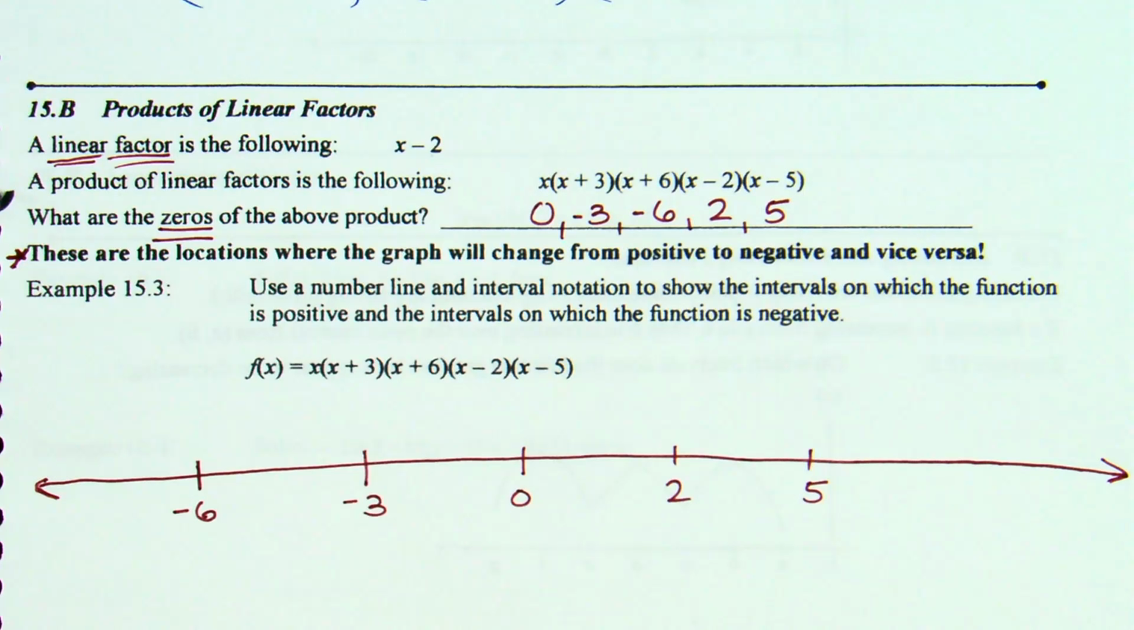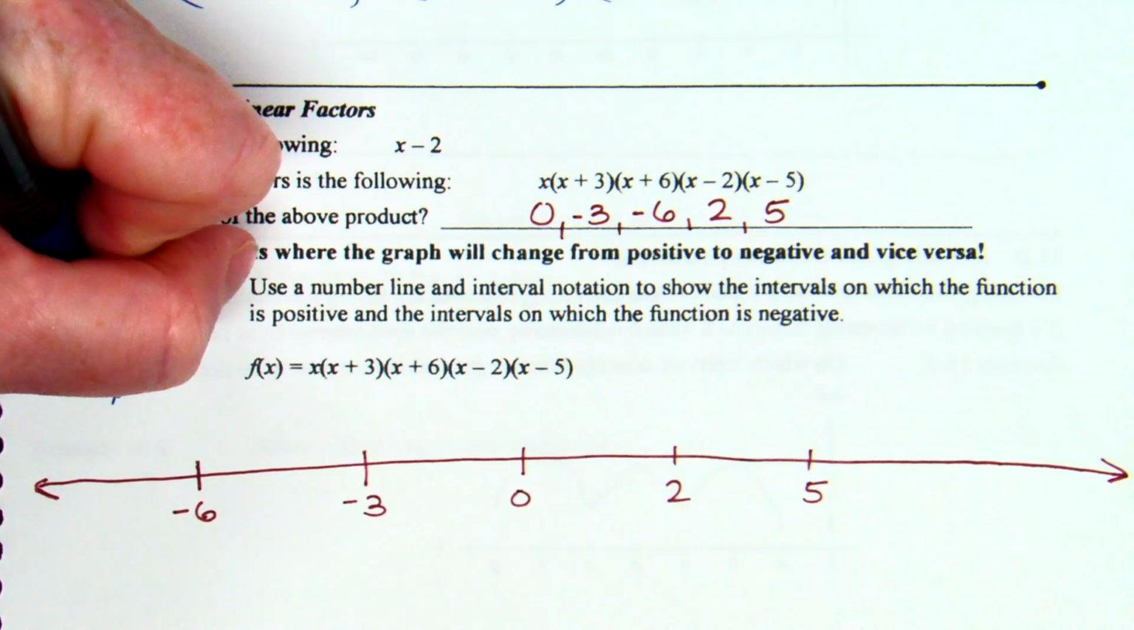Now, how do we decide? Do you remember how to do this? How do we decide what's going on over here left of negative 6? Plug in a number. What number represents this interval? Negative 7. Now, Mallory picked negative 7. We could pick negative 8. We could pick negative 9, negative 10, negative 11. It doesn't matter, right? And I don't care what number mathematically.